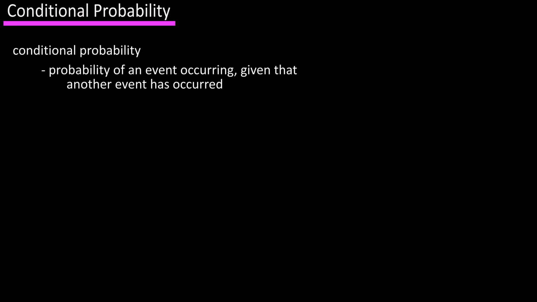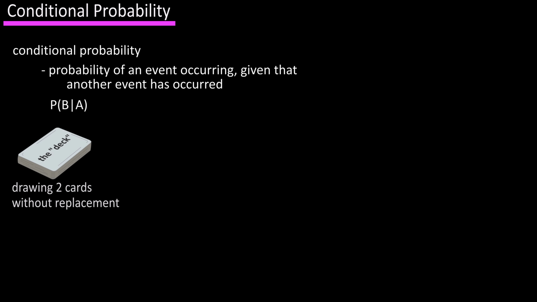Conditional probability is the probability of an event occurring given that another event has occurred. This is written as the probability of B given that A has already occurred. For instance, let's say that you're drawing 2 cards from a full deck without replacement.